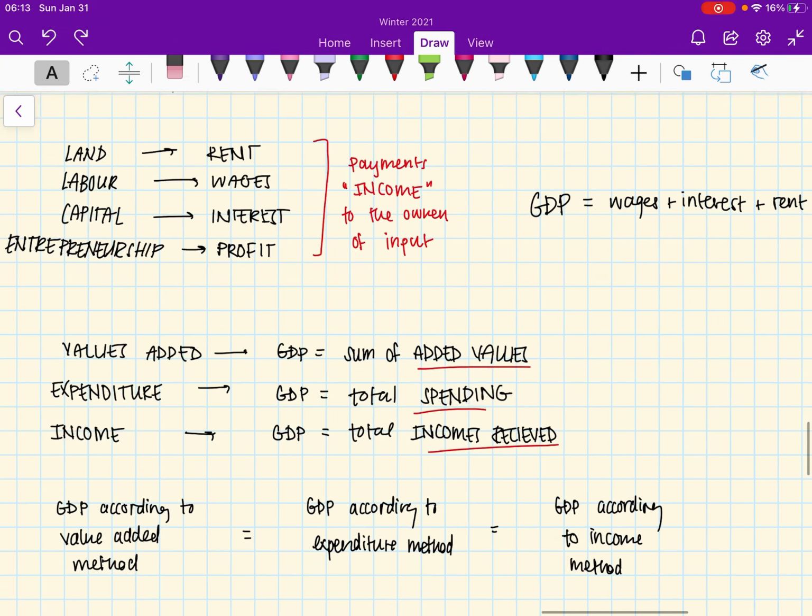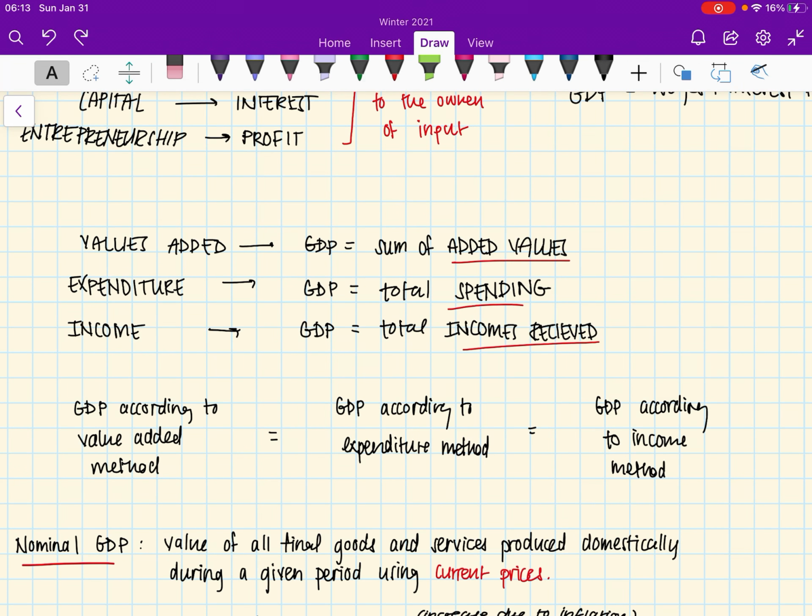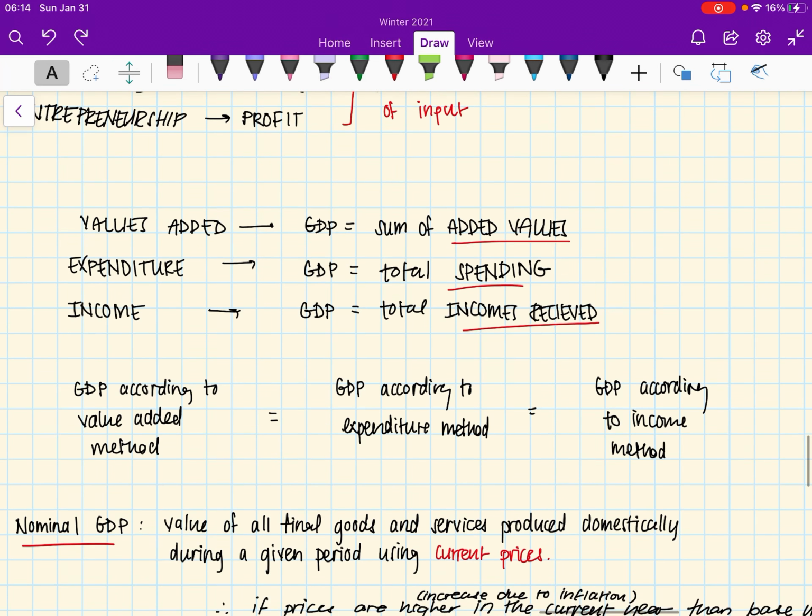So let's recap. Value added method measures GDP through the sum of added values through different stages of production. Expenditure method measures GDP through total spending in the economy. Income method measures GDP through total incomes received within the economy. GDP will not change since there's only one GDP value, so using any of these methods will get you the same result.